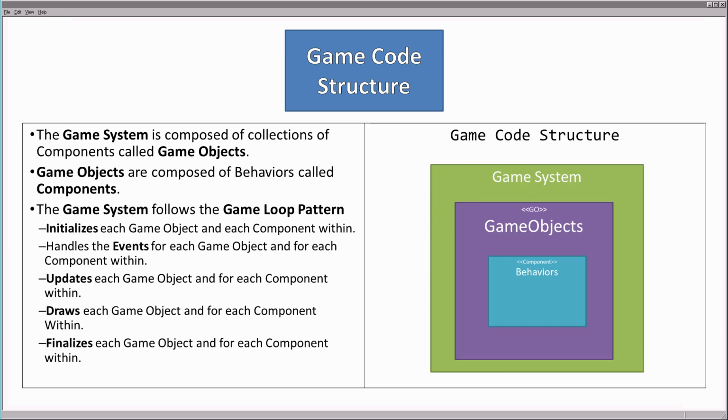The big overall structure is, the game system is composed of collections of components which we call game objects. Game objects are composed of behaviors that we call components. The game system follows the game loop pattern. It initializes each game object and each component within. It handles the events for each game object and each component within. It updates each game object for each component within. It draws each game object for each component within, and it finalizes each game object and each component within.